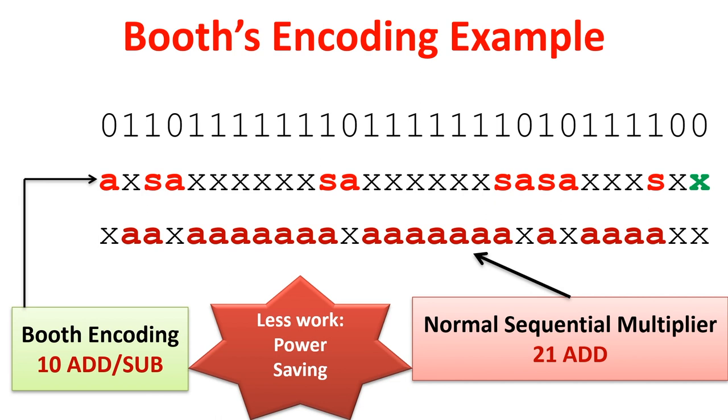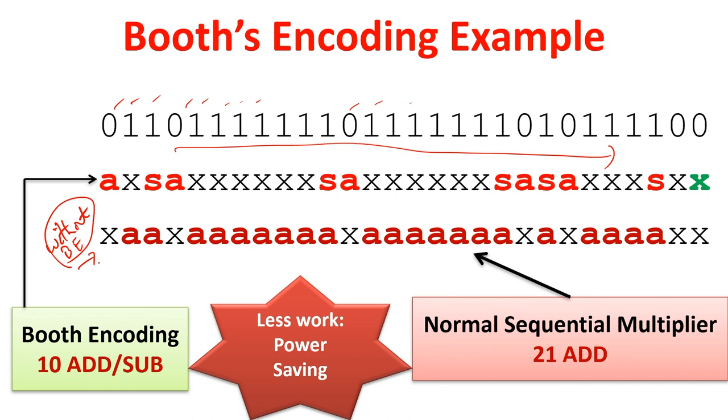For a bigger sequence, suppose we take the sequence of bits 0 0 1 1 0 1 1 1 1 1, there are many ones, then 0, then 1, and so on. This is the sequence of numbers. Suppose, without doing Booth encoding, how many additions or partial sums do we need to calculate, how many additions do we require?